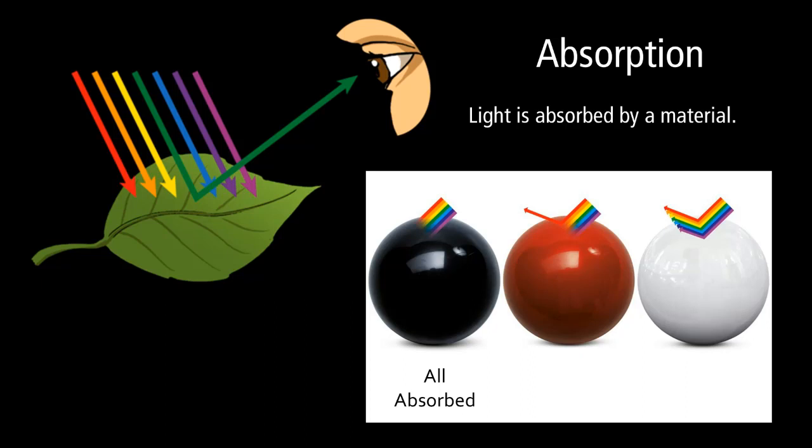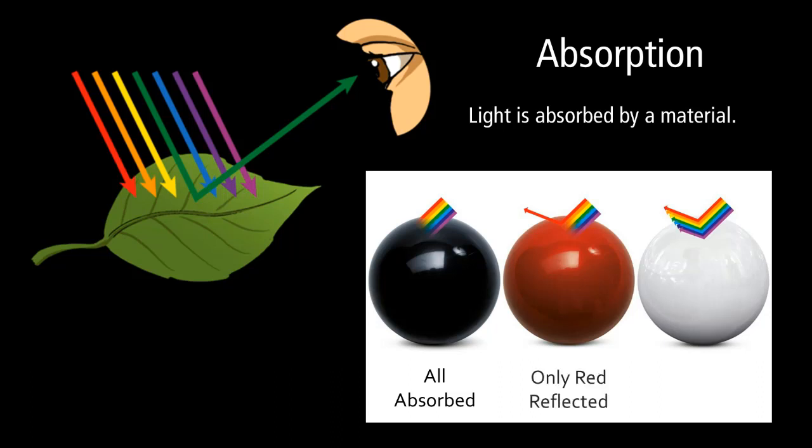On the right side, we have 3 billiard balls, and on the left, the black ball is where all of the colors are absorbed. And so if nothing is reflecting back to us, we don't see any color at all. And so we see black, which is actually a lack of color because all of the other colors are absorbed by the object. In the middle, we have the red ball, and the only color that is reflected is the red, so we see that color. All of the other colors are absorbed.